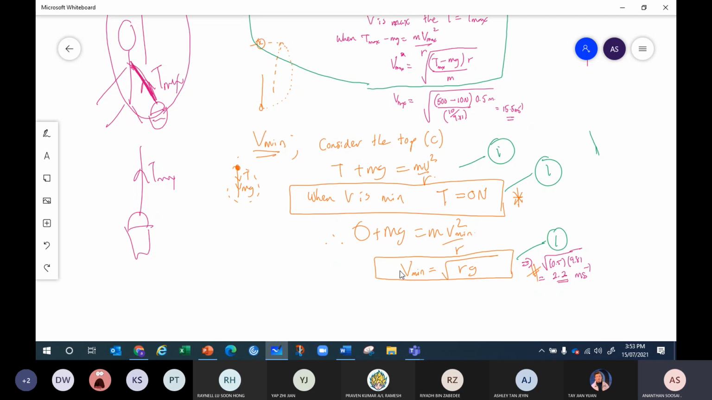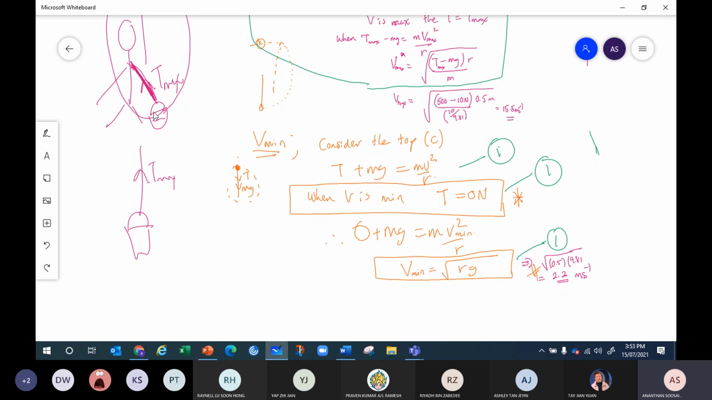So your justification must be based on the formula. You say V minimum is unchanged because V minimum is unaffected by the mass of the load. The V minimum is only affected by what? The radius and the gravity. The radius of the circular movement and the gravity affect the V minimum. So here we don't have mass. If we increase the weight from 10 Newton to 20 Newton, the mass rises, but mass doesn't affect the V minimum. So no change to the V minimum.